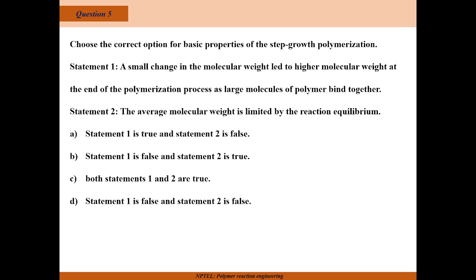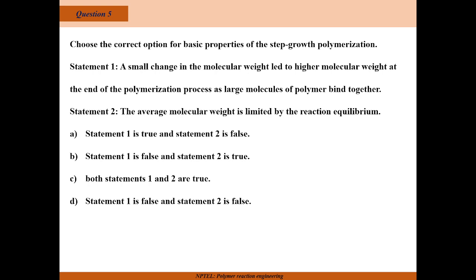Here, the second statement: in step growth, we have to remove the byproduct so that the reaction equilibrium shifts forward. So the second statement is very clear. Average molecular weight depends upon the equilibrium, which means the removal of byproducts. And the first one, I have a doubt.